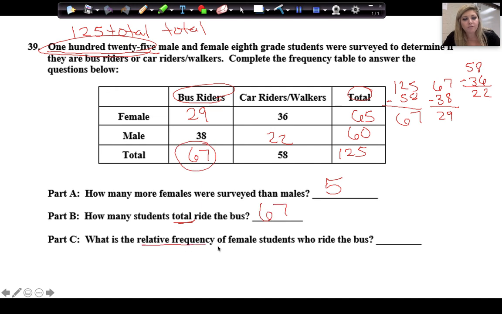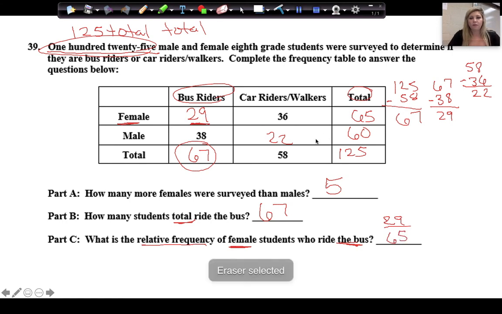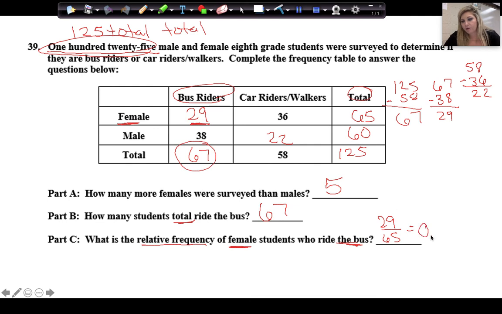What is the relative frequency, which means we're going to have to divide here, of female students who ride the bus? So female students who ride the bus over the total female students. Let me write my 2 a little bit better. Okay, and then we're just going to divide here. So 29 divided by 65. And then I would round it. I'm going to round it to the hundredths place.